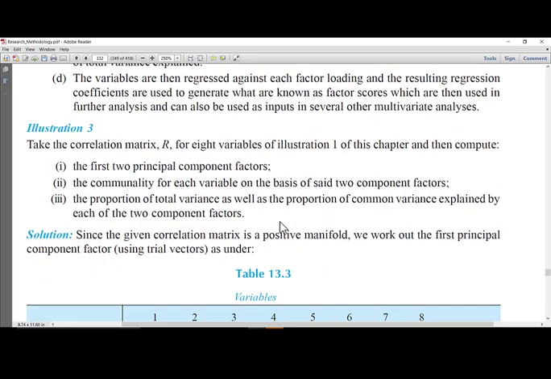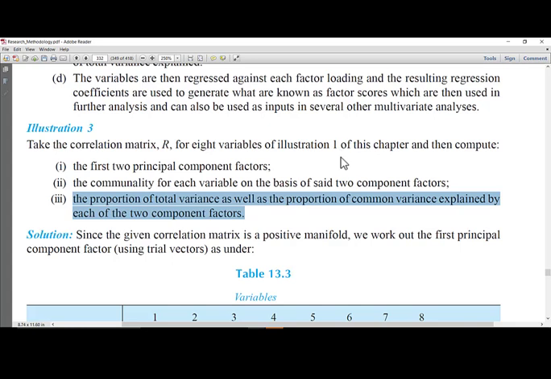Then we can cross check the steps. Now, illustration 3. Take the correlation matrix R for 8 variables of illustration 1 of this chapter, and then compute the first 2 principal component factors, the communality for each variable on the basis of the 2 component factors, the proportion of total variance as well as the proportion of common variance explained by each of the 2 component factors.